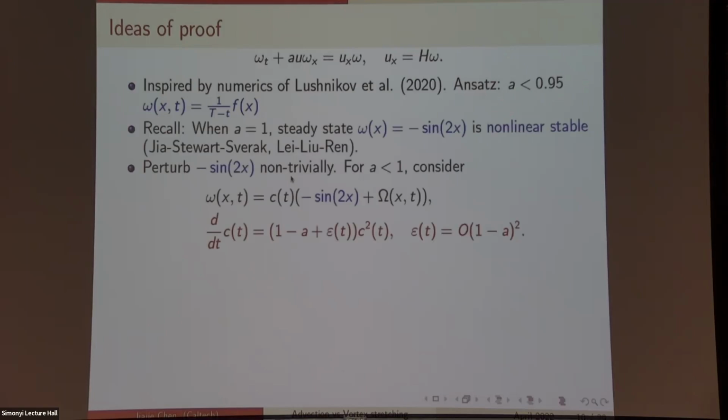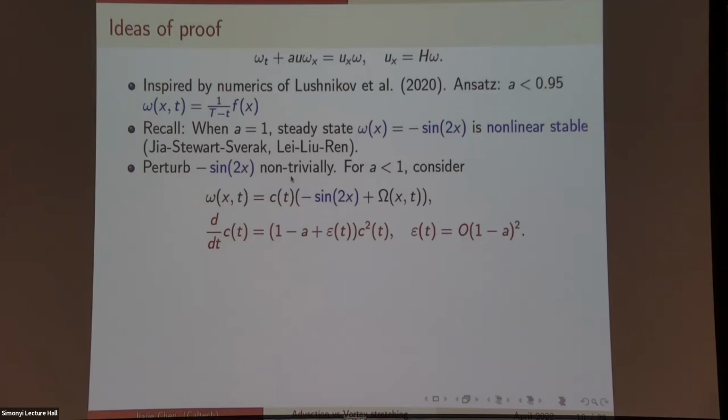So recall that for A equal to 1, this model has a steady state. This steady state is linearly stable. Our idea is to try to perturb this steady state in a non-trivial way to get a blowup solution. So this idea will be quite surprising, because if one tries to perturb something stable, they will still expect to get something stable. But here we get a blowup solution. We decompose the solution into the amplitude, this C, and the profile. And the main part of the profile is given by this steady state, and this part is a perturbation.